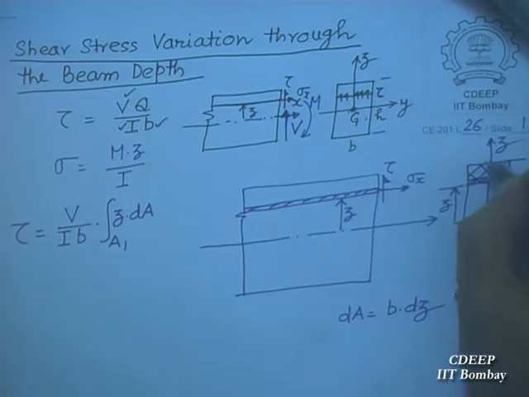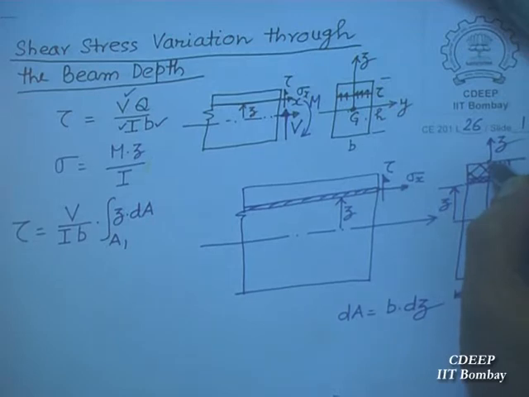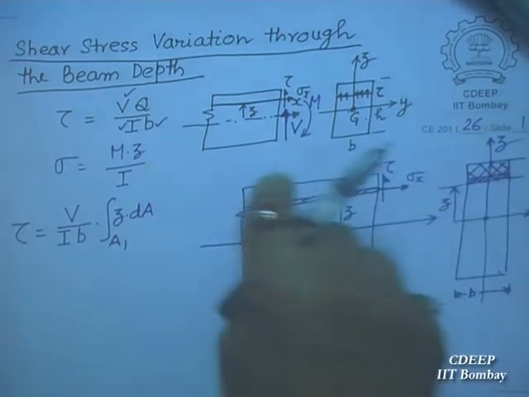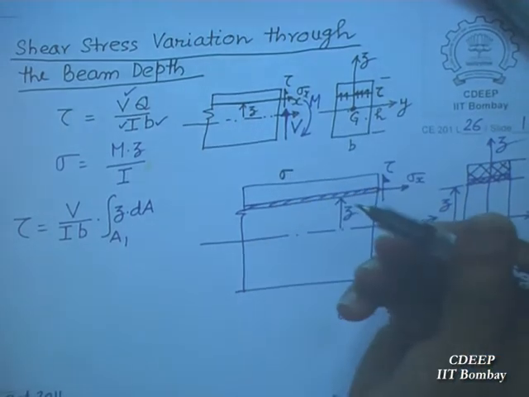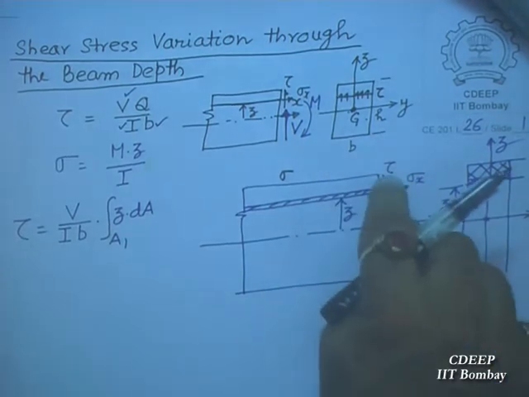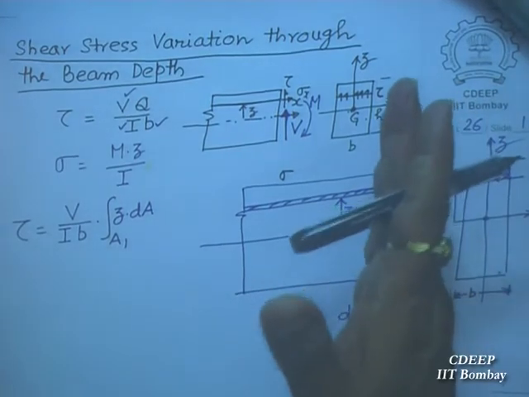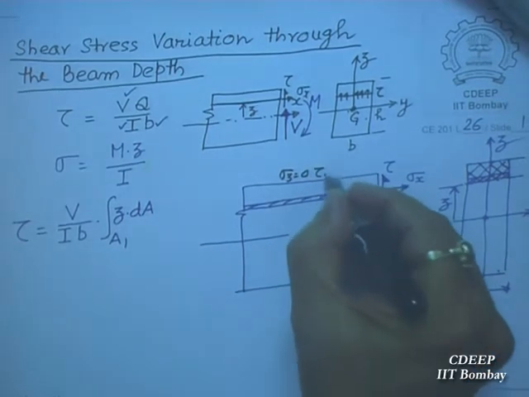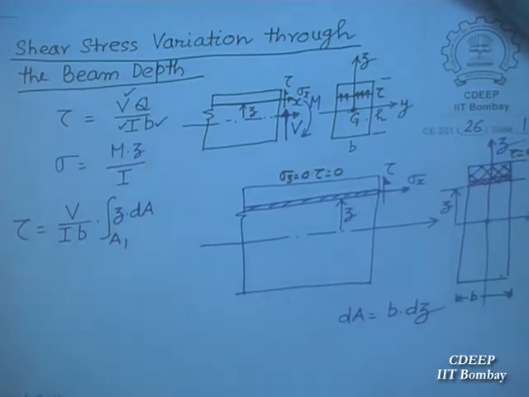Now here at the top, shear stress will be 0. Why shear stress should be 0? Because it is a free surface. There is nothing on the top. Here there is nothing. So no normal stress, no shear stress. Here sigma is 0. Sorry, sigma is not 0, my dear friend. Sigma z is 0. Sigma x is not 0. Sigma x acts on this plane. So here sigma z is 0 and tau is 0. Here again tau is 0. So at the top tau will be 0.